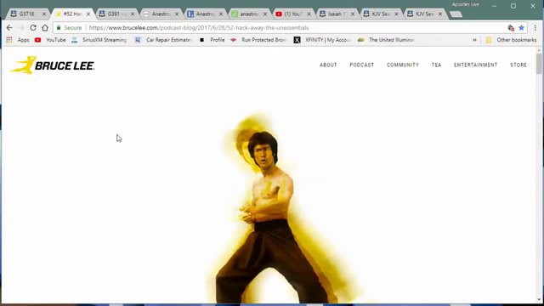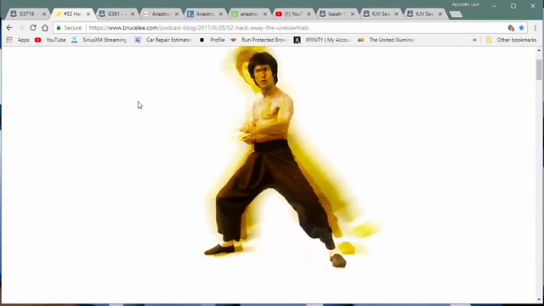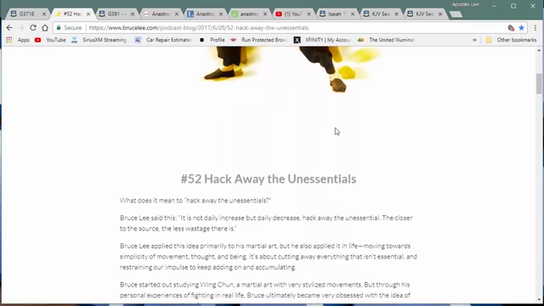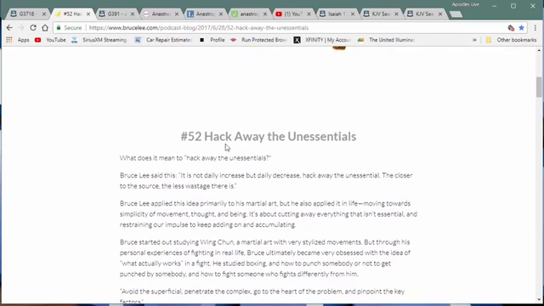And it's based upon the quote. Like I said, this lesson is based upon a quote that Bruce Lee made. And here's the quote. Number 52. Hack away the unessentials. Hack means to cut or chop. Hack away the unessentials. What does it mean to hack away the unessentials? Bruce Lee said this.